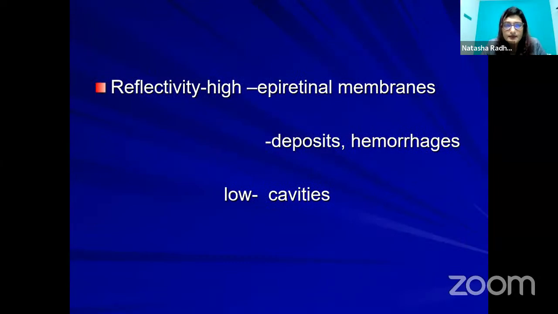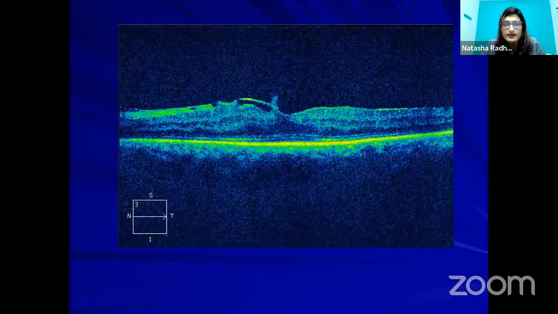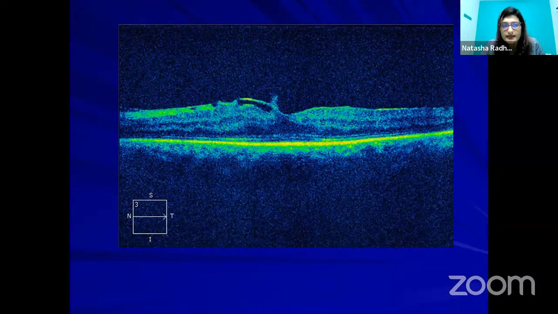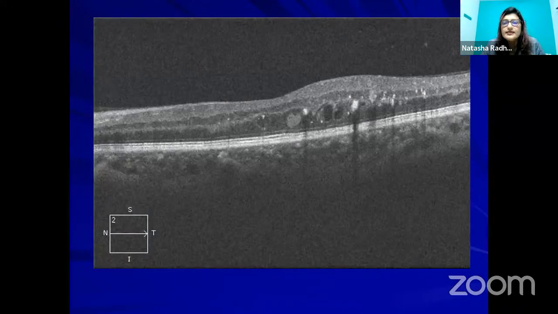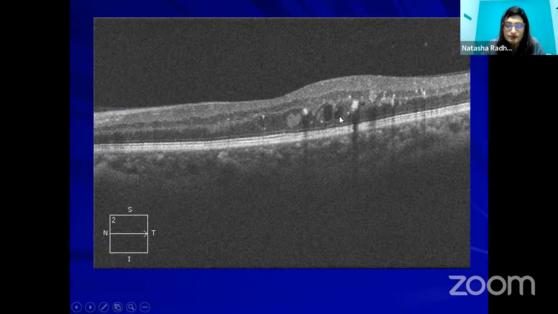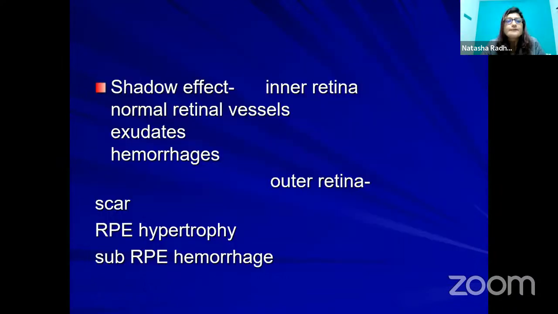Now, high reflectivity membranes. What are the high reflectivity membranes? When you're looking at reflectivity, you can have high reflectivity things as well as low reflectivity things. The high reflectivity findings are in epiretinal membranes, deposits, and hemorrhages, and the low reflectivity are cavities. So here you can see that the epiretinal membrane up above the fovea is highly reflective, and here you can see hard exudates are highly reflective, and in between you can see areas of low reflectivity, which are actually the cystoid spaces.